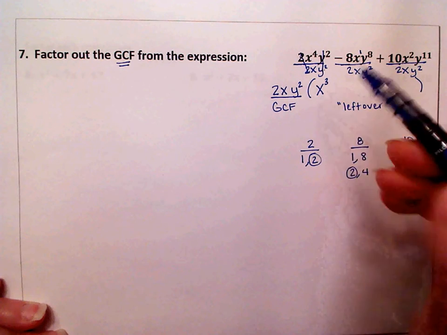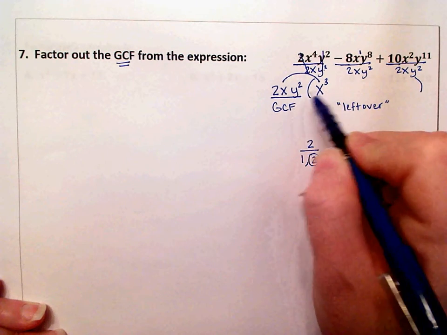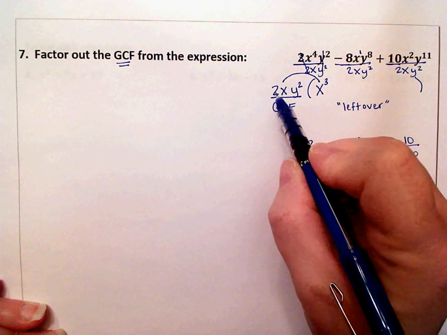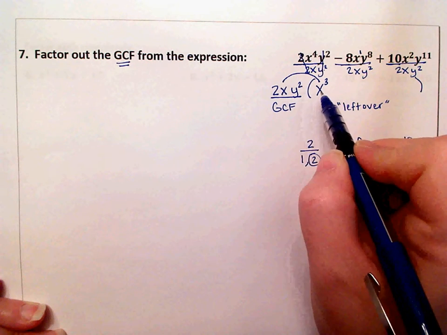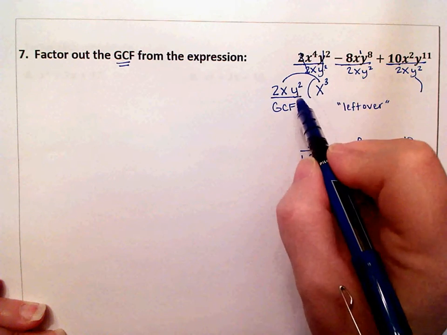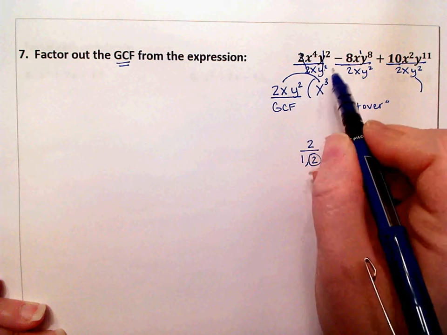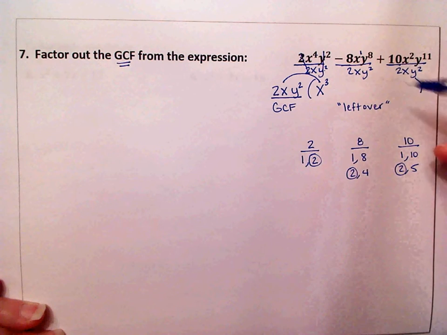We can check and make sure that's right by multiplying 2xy to the second times x to the 3rd. We would have 2 times 1 giving us 2, and x times x to the 3rd, adding exponents, 1 and 3 make 4, and then a y to the second without another y to add exponents with, just stays with y to the second. So now we're ready to do our second term.